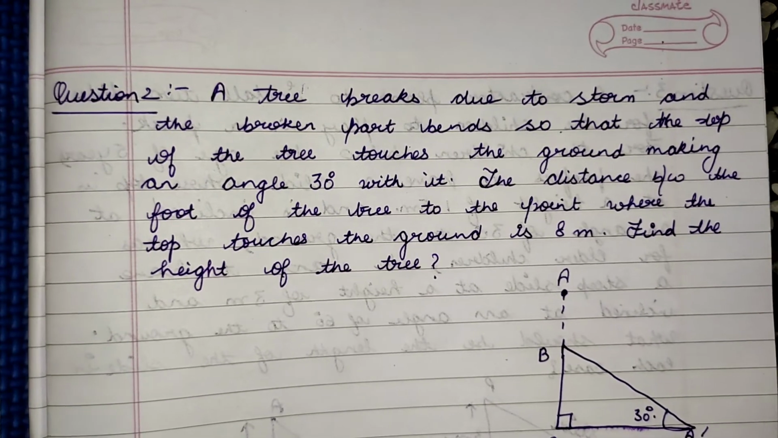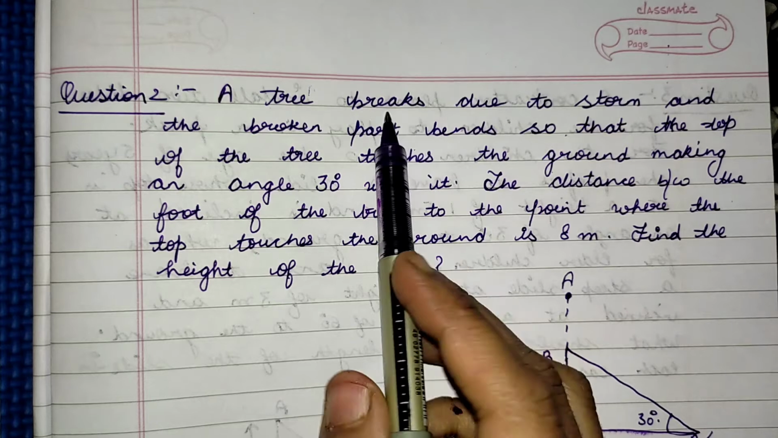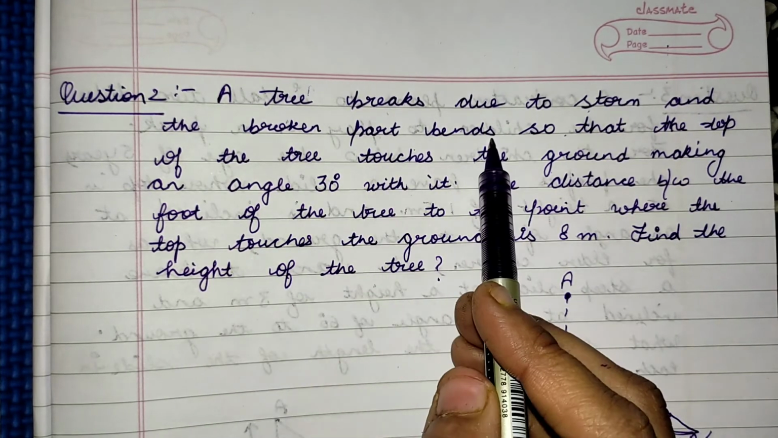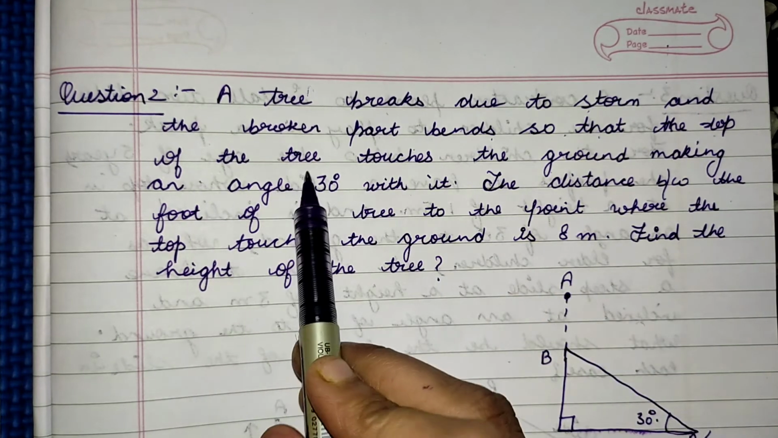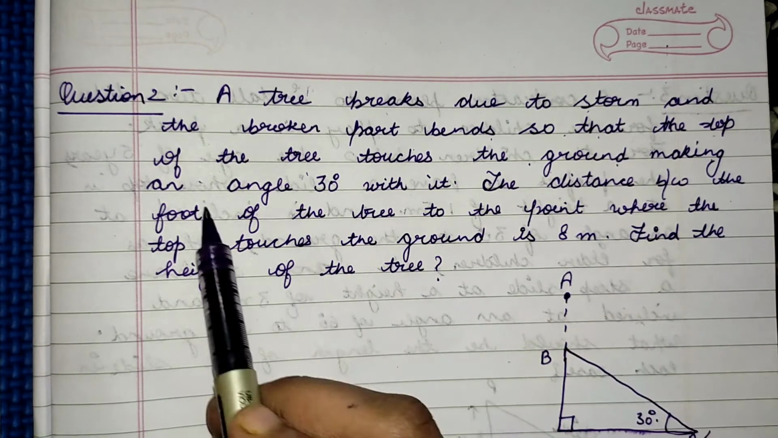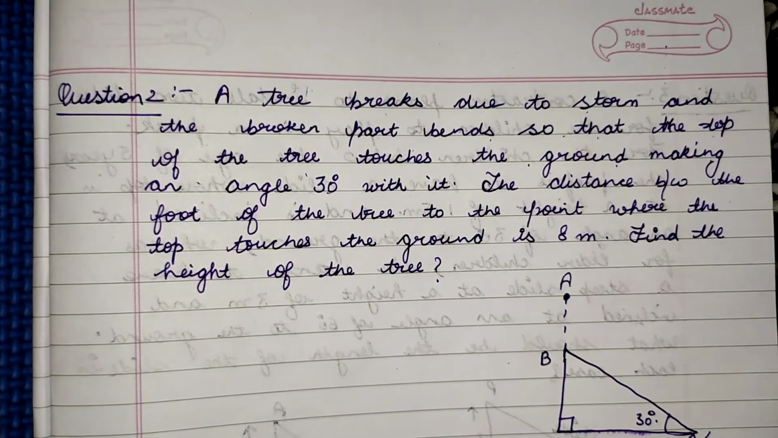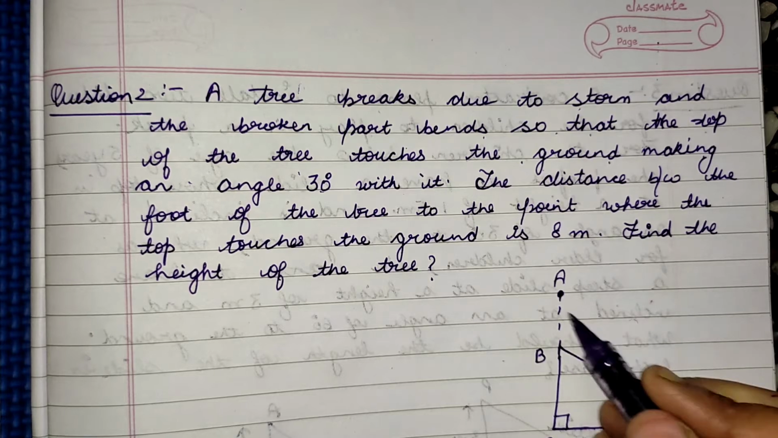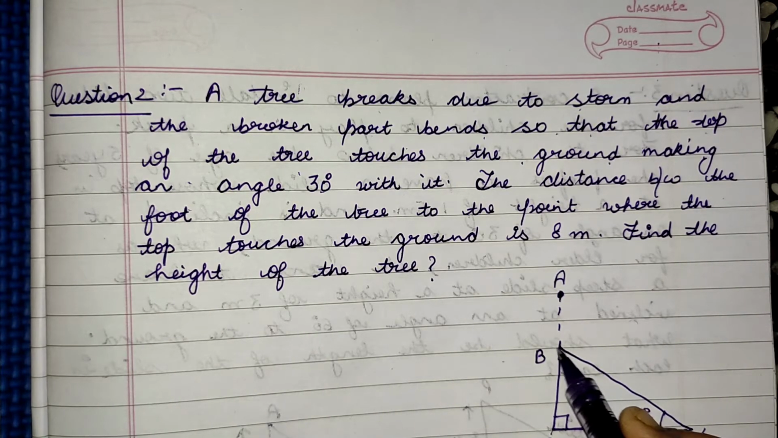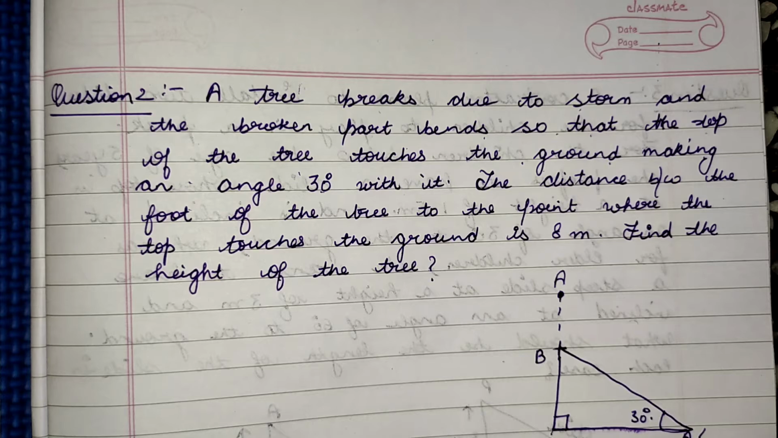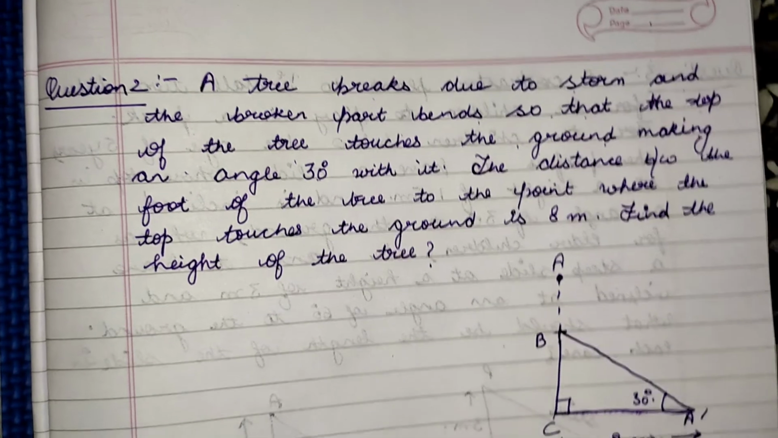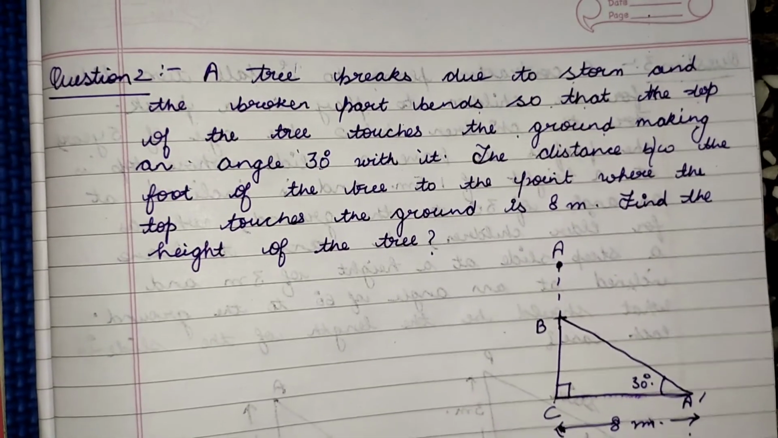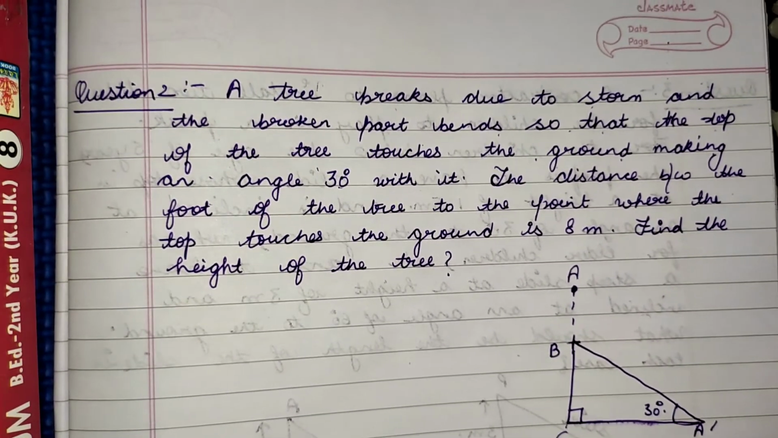Moving to question number 2. What does it say? A tree breaks due to a storm and the broken part bends so that the top of the tree touches the ground, making an angle of 30 degrees with it. So what is given in the statement? There is a tree AC and due to some storm, you have generally seen that when there is a storm, the trees get broken down, right? So in the question it is given how the tree has broken down.